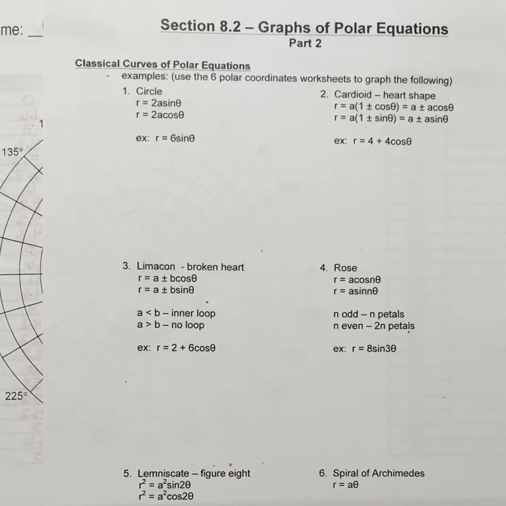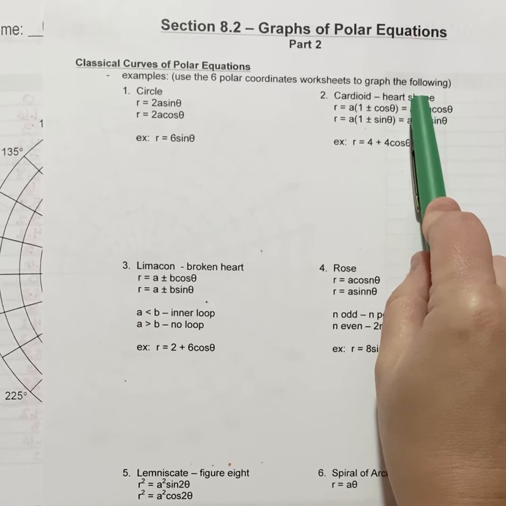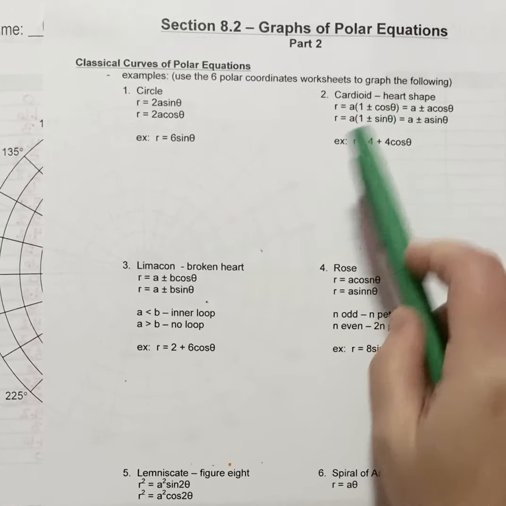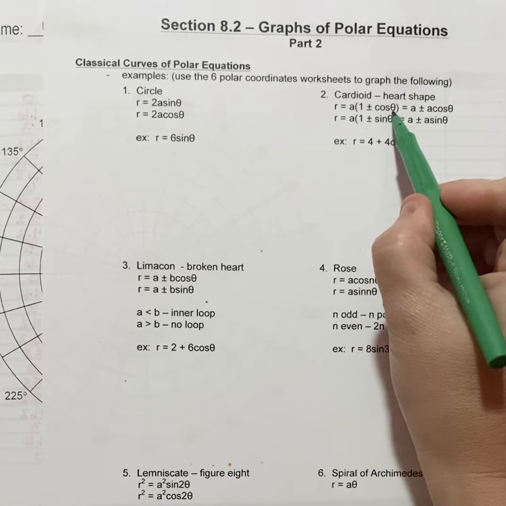All right, the next graph we're going to look at in section 8.2 is a cardioid. So this is going to be a heart-shaped graph. Now, look at the general equations for this cardioid right here. It's going to look like this: a parentheses 1 plus or minus cosine theta.